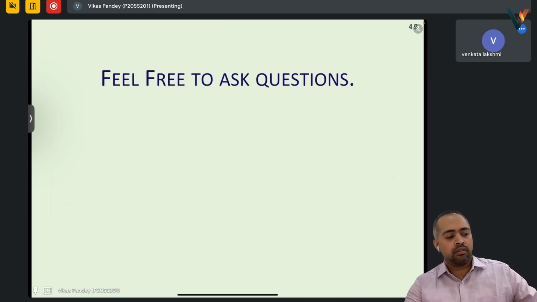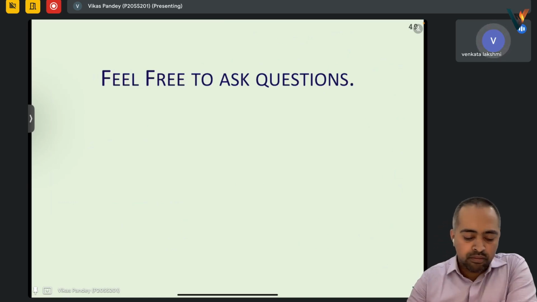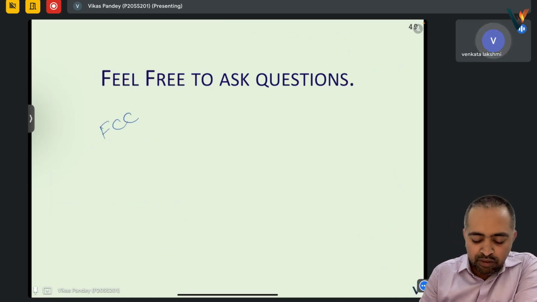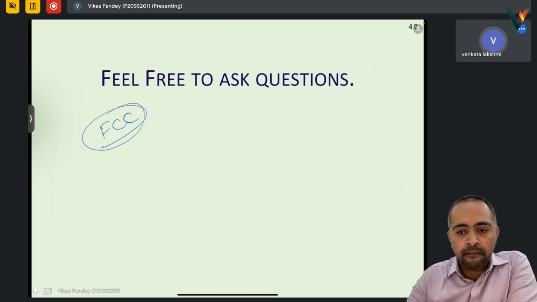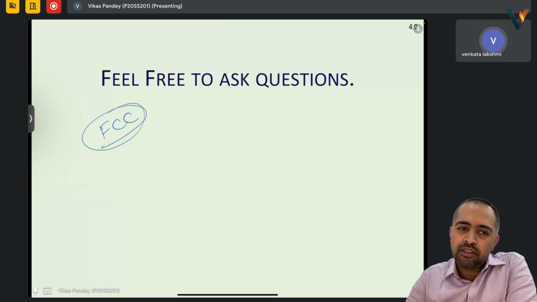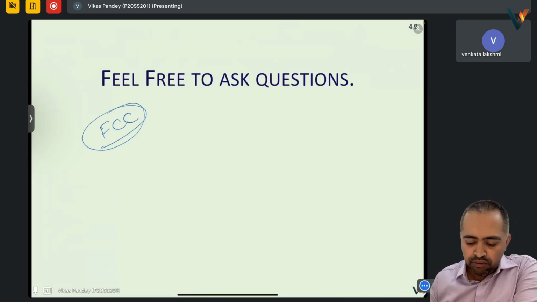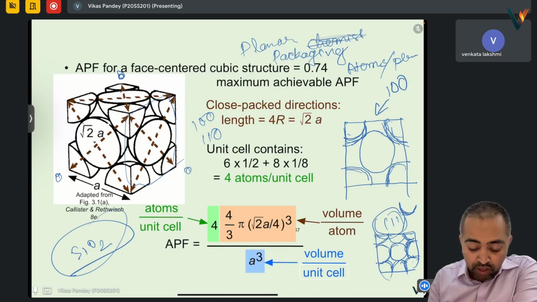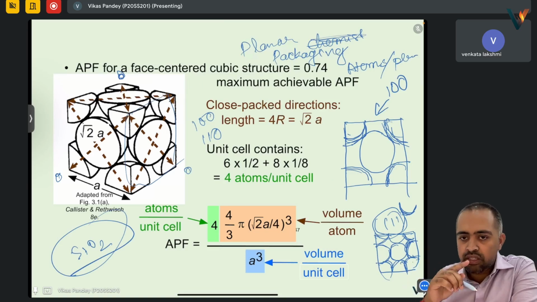Sir, you have said it is a diamond cubic structure, right? Yeah, silicon itself is. Then how many total silicon atoms will be there, sir? Same like FCC. The orientation is a bit different, but it is like face-centered cubic, like eight corners we have, and then on each of the six faces, one atom.